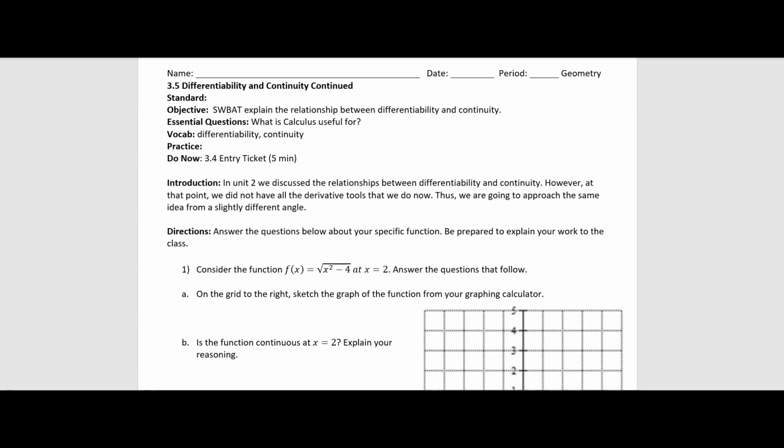Hello everyone, Mr. Fawcett here, and we are back for part 2 of our lesson on differentiability and continuity. In the first video, we came to a formal definition of what it means for a function to be differentiable at a specific point. In the second video, we're going to go through a few practice problems to apply that definition and really see how that looks and plays out in an AP type question.